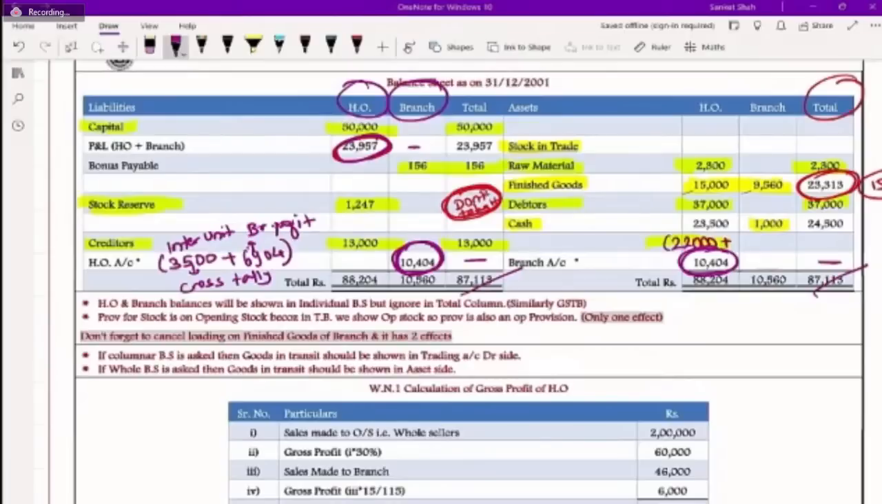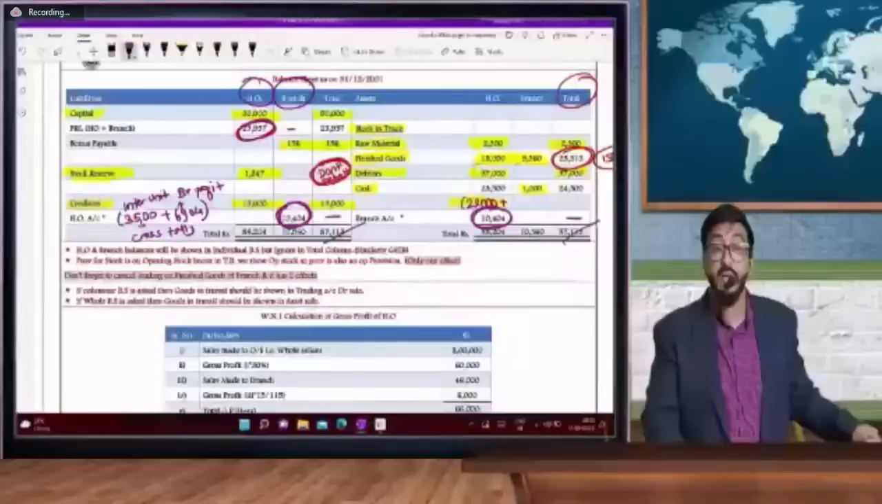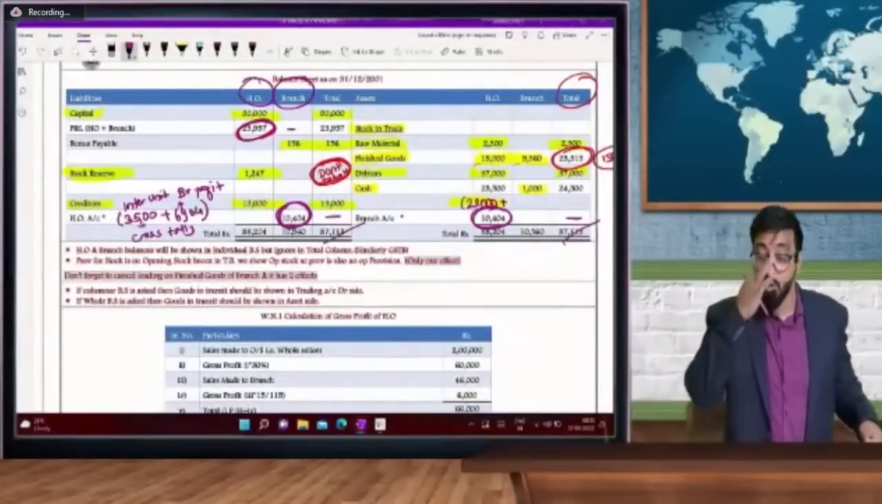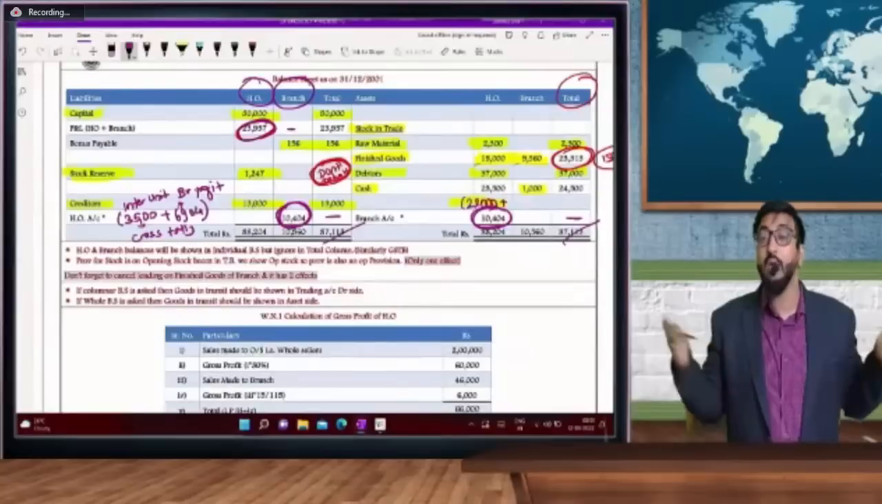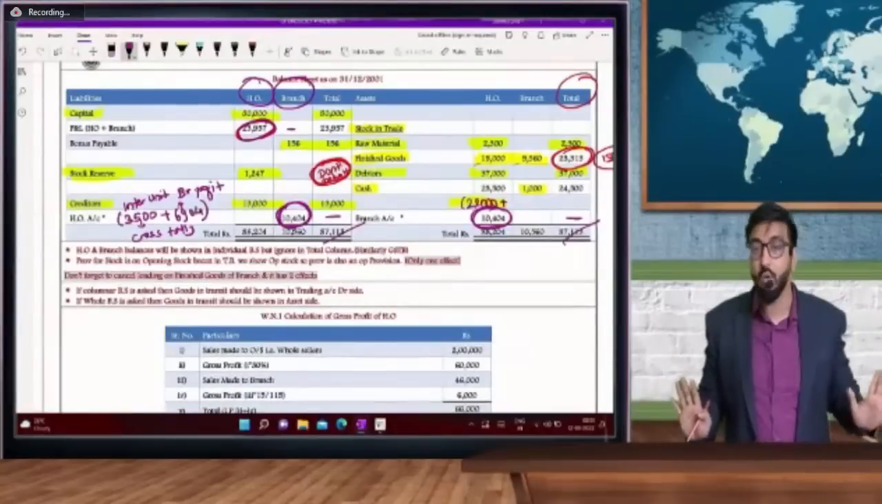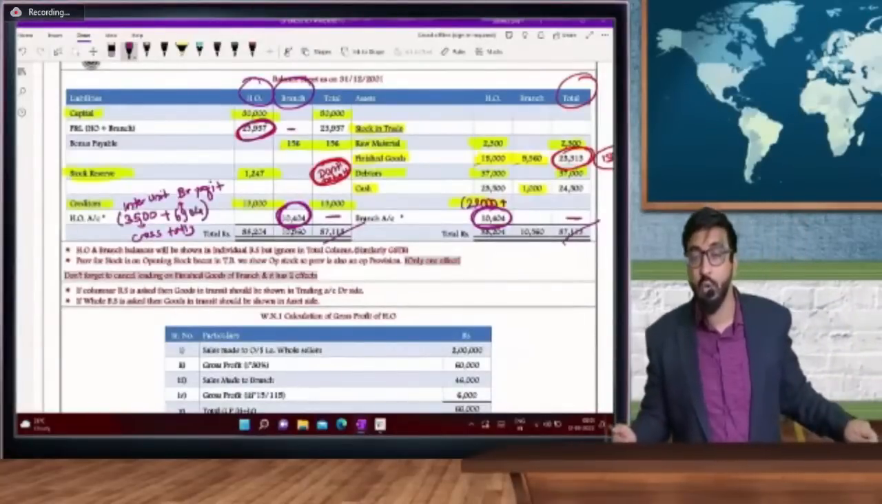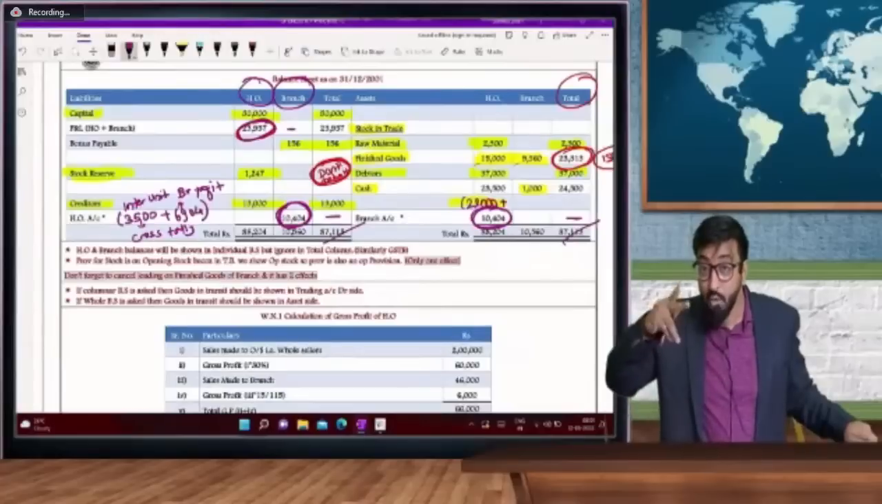Okay, HO and branch. So total means from the company point of view, the overall point of view. So from the overall point of view, we never record inter-unit transactions among themselves. Okay. So if Dad sent something to Son, or Son gave something back to me, I will not consider this in the total. Remember this point. So in the total we never consider inter-unit transactions.